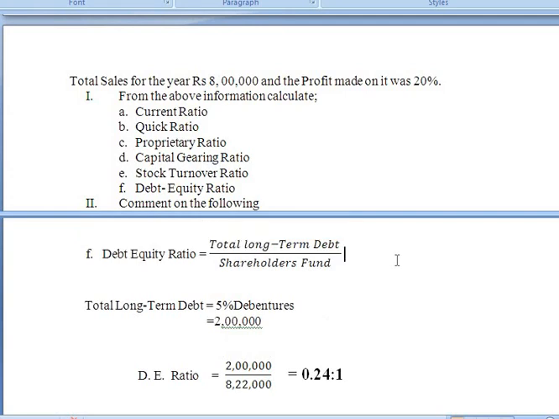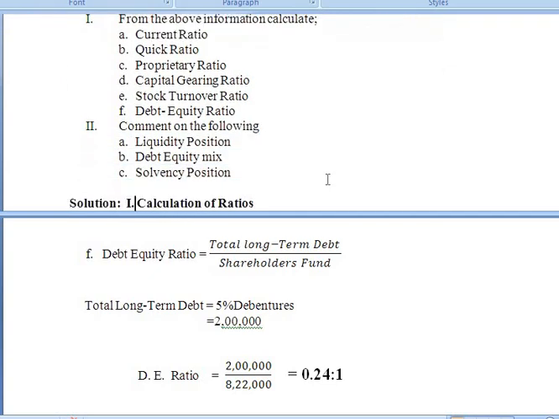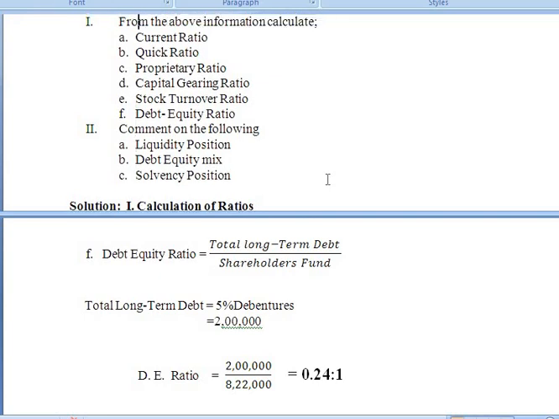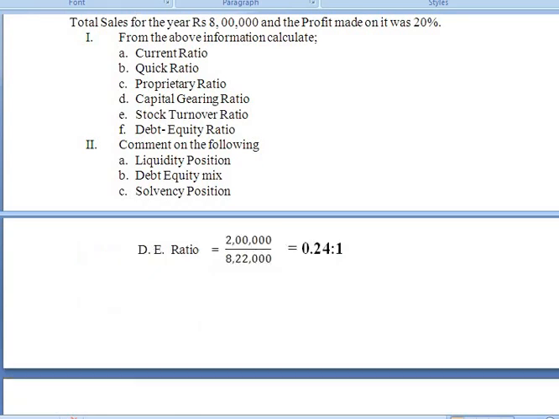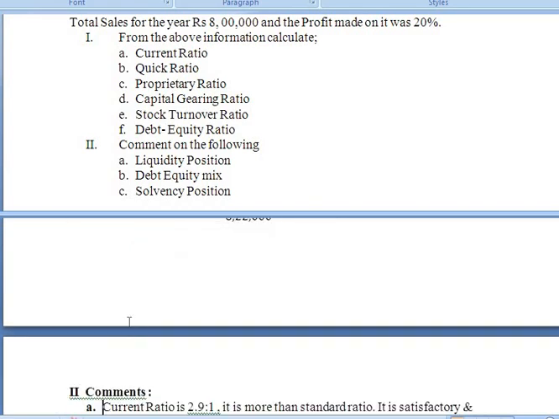Now, with the help of these ratios, we have to answer the next question. What is that next question? Comment on the following: liquidity position, debt equity mix, and solvency position. So, leave one line and write the comments. Next line, write here comments.